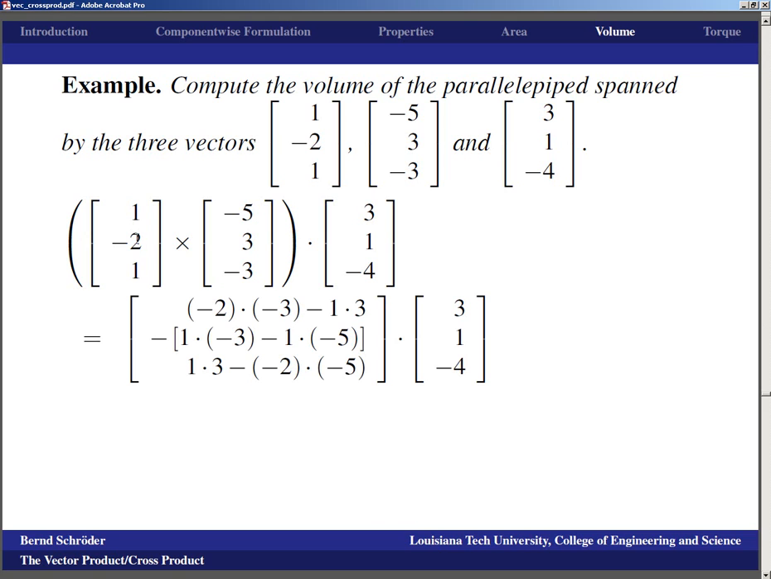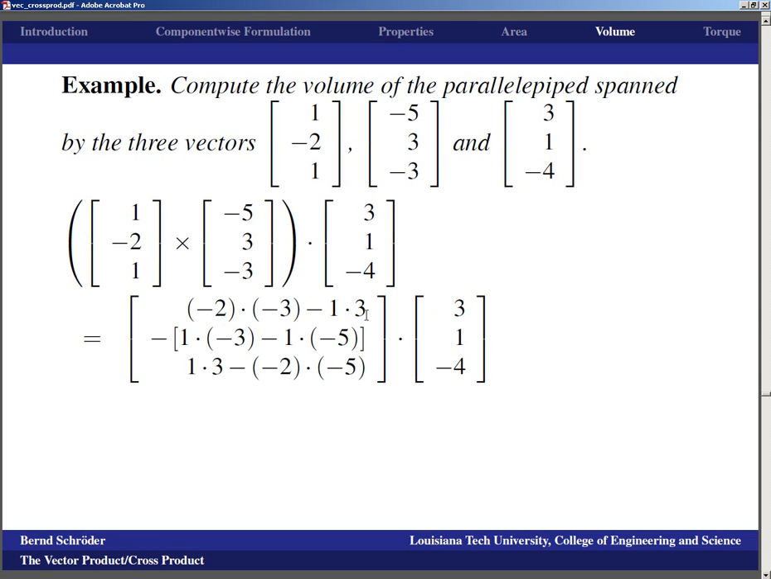Well, blot out the first line: -2 times -3 minus 1 times 3. Blot out the second line, put the extra negative sign in: 1 times -3 minus -5 times 1 right here. And then we have, if we blot out the third line, 1 times 3 minus -2 times -5 down here. And we keep the (3, 1, -4) because that's the dot product there, right? So we have to drag some terms through. Well, then we work this out.